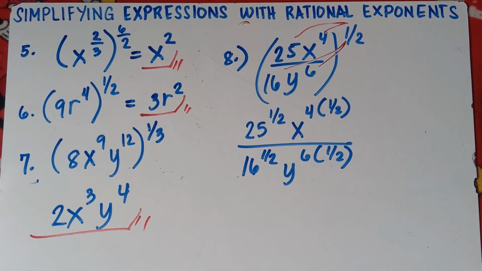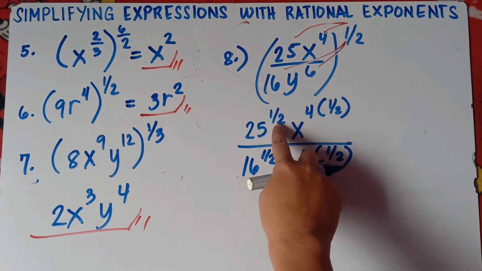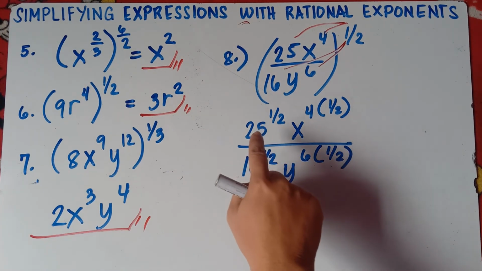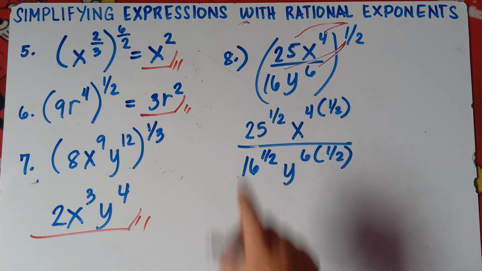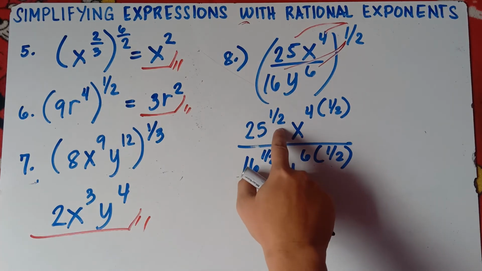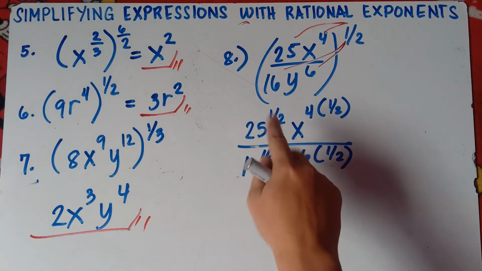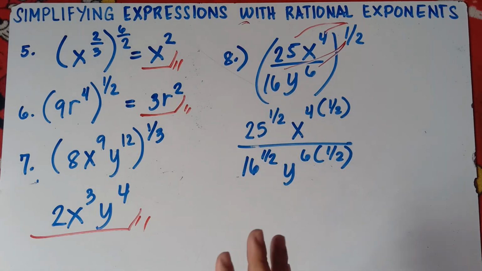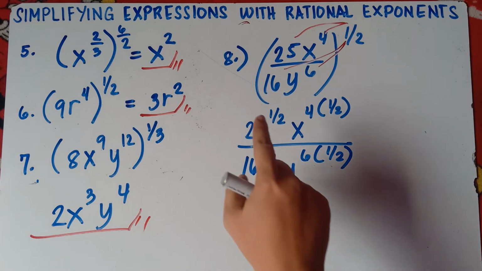Alright, so next thing, class, since this is 1/2, you think of a number that when you multiply it by itself, you will get 25. Once again, class, you think of a number that when you multiply it by itself just 2 times, class. Sir, why is it 2 times? Because this is raised to the power of 1/2. If this is raised to the power of 1/3, you think of a number that when you multiply it 3 times, you will get this number.